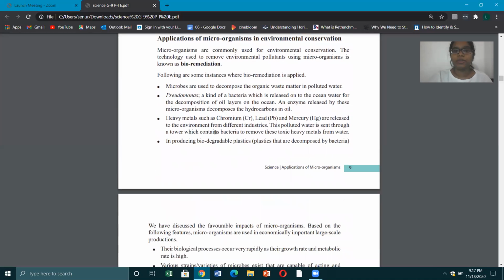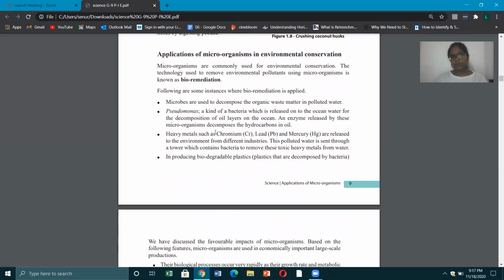Okay, now we're going to talk about conserving the environment. I told you what conserving the environment means. You are using it without polluting it. You are using it so that the next generation could also use it. The technology which has been used to remove the environmental pollutants using these microorganisms is bioremediation. Bioremediation means you use microorganisms in order to remove the pollutants.